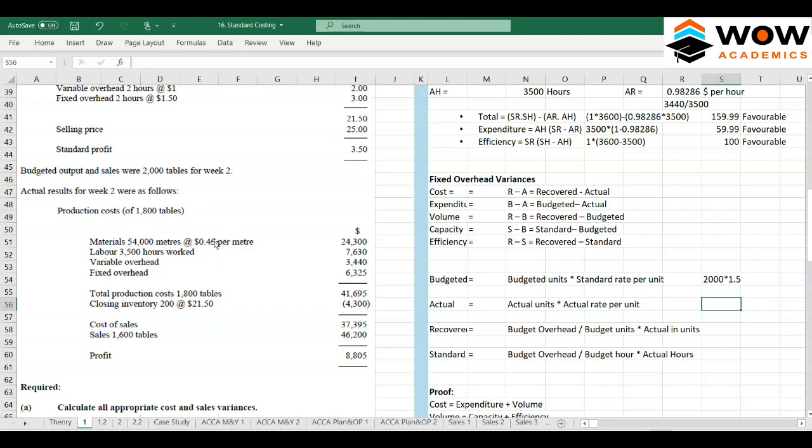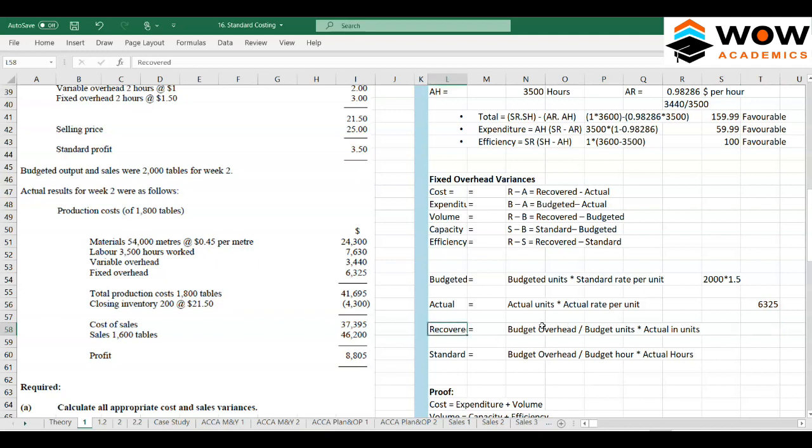We get it from here into the actual rate per unit. Actual rate per unit, fixed cost, are we getting it anywhere? See, we don't actually need to find this out at all. We don't need to multiply this, because the number is actually given. The actual fixed overhead is 6325. So we don't even need to compute this. We got the answer directly, 6325.